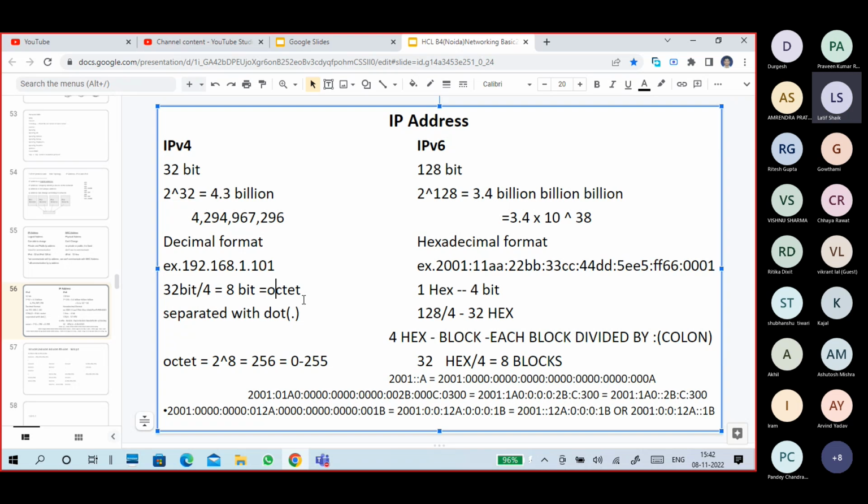The size of each octet is 0 to 255. 2 to the power of 8 is 256, which means 0 to 255. So in a single octet, the number can be 0, 1, 2, 3, up to a maximum of 255, not more than 255.